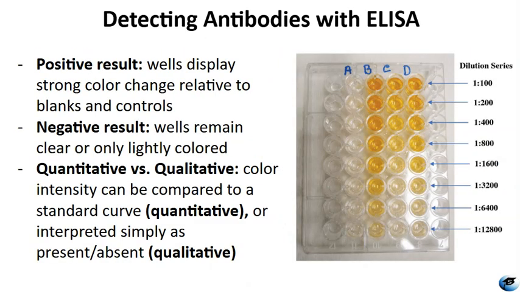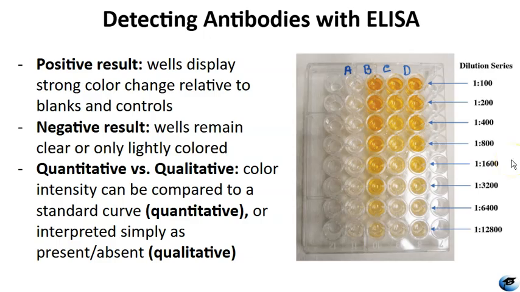So a positive ELISA result is indicated by wells that show a strong color change. Usually, it starts clear and then goes to a deep yellow or orange color. This means that the target antibody or antigen is present in the sample at a detectable level. In contrast, a negative result is shown when the wells remain clear, or like here, where they only have a very light color. This suggests that the target molecule is absent, or below the detection limit, at least.